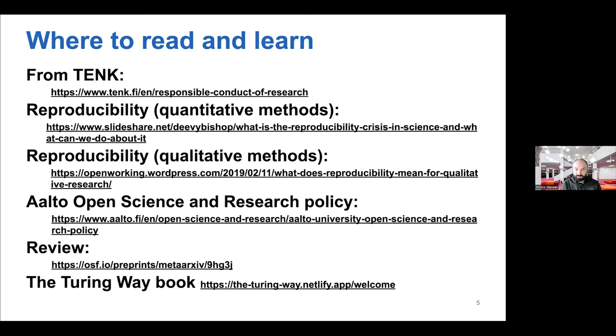I also highly recommend you, if you work at Aalto, to read our Aalto Open Science Research Policy, which is not a law, but it's a recommendation on how you can consider openness and transparency in all the steps of your research project. And finally, there's a nice review on research misconduct that I recommend to check if you want to go deeper. And the last one, the Turing Way book, is an excellent open online book that covers all these topics, and also reproducibility and replicability and data management and much more.